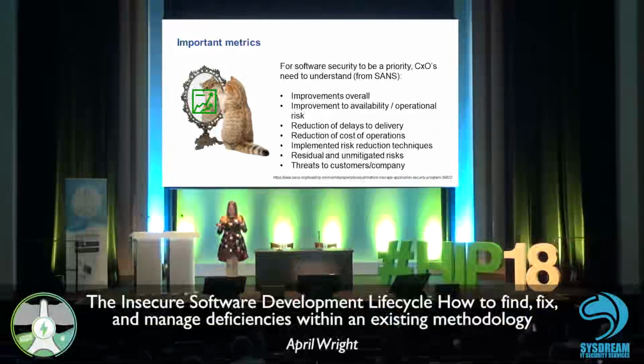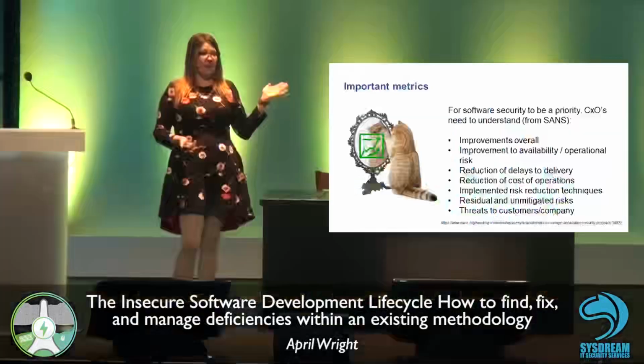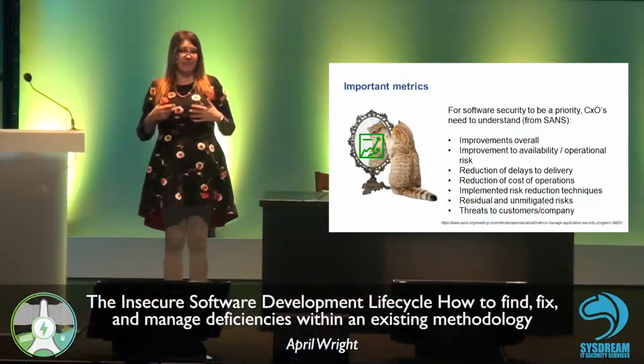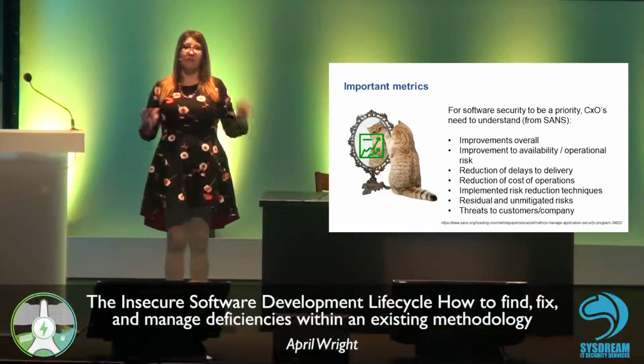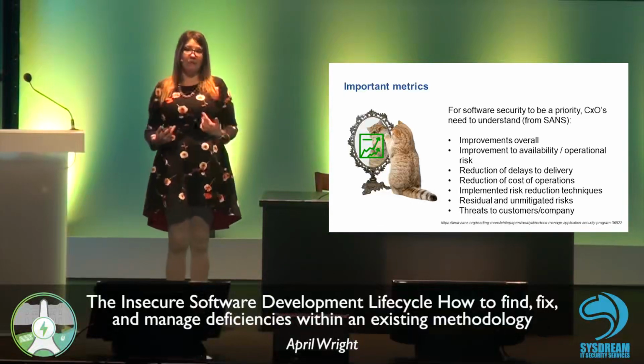SANS says that if we want to make security a priority, the CXOs, so CSOs, CISOs, CTOs, whatever, need to understand the improvements that have happened. So when we started at A and we go to B, what has happened? These are some of the ideas that they think are important for CXOs to understand. Again, it's reduction of things. It's how the business has improved, how the software has improved, because that's what they care about. Understanding what they care about, we give them what they want, and we get what we want.